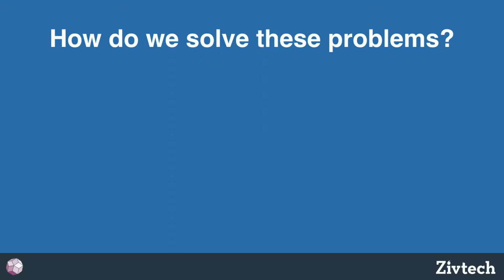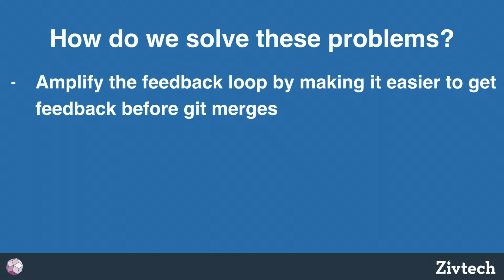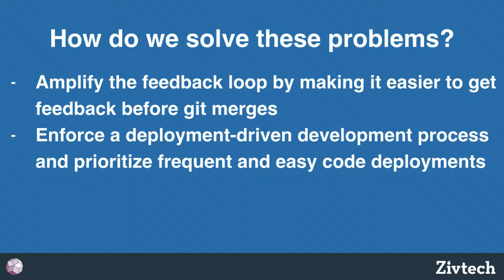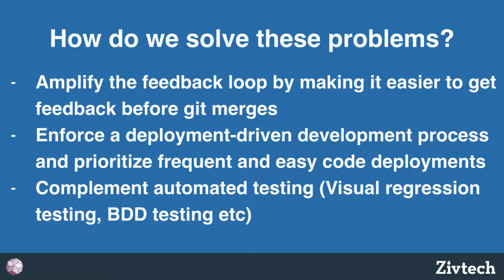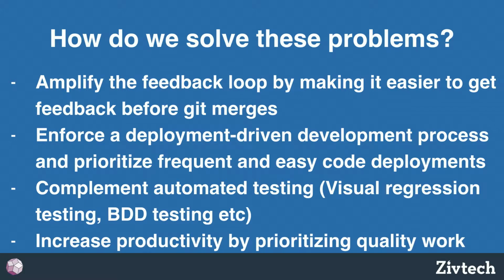All of this could have been avoided with a better workflow. We need to amplify a feedback loop to make it easier to get feedback before Git merges. We want to enforce a test-driven development process and prioritize frequent and easy code deployments. We want to complement automated testing with visual regression testing, behavioral driven development testing, etc. By doing this, we increase productivity by prioritizing quality work.